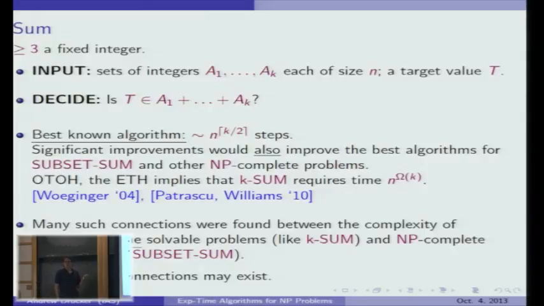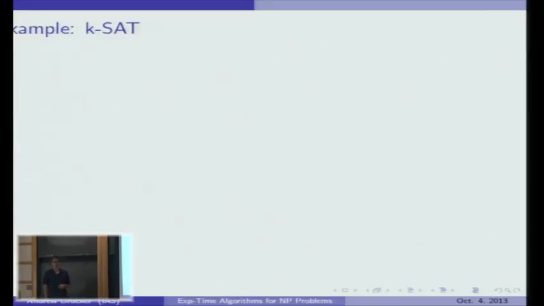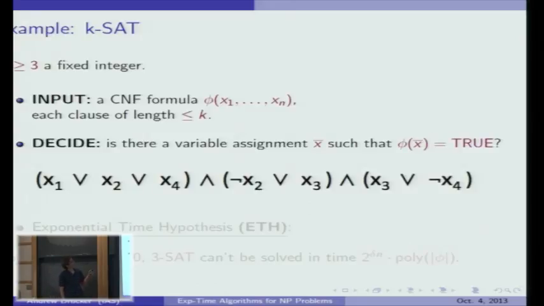So if there are any questions about this part, or if not, I will go on to talk about a second example, the k-satisfiability problem, equally famous and well studied. Here we again have a fixed parameter k defining the problem. Our input is a CNF formula, conjunctive normal form formula, or an AND of ORs, where each clause has length at most k. And we want to decide whether some assignment to the variables causes this formula to be true.